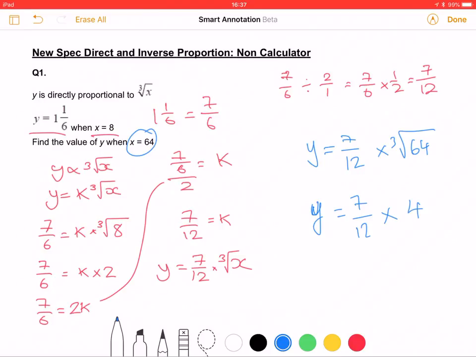And then let's simplify, shall we? I prefer to cross simplify. So I see that 4 goes into 12 and it goes into 4 as well. Divide them both by 4. It goes into 12 3 times, into 4 once. So then I've got y equals 7 times 1 is 7, over 3 times 1 is 3. All good. So it can be done without a calculator.